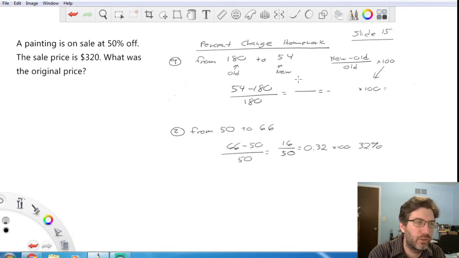So 54 minus 180 gives you a negative number, which makes sense. 126, but it's negative. Divide that out, and you're getting that multiplied by 100, and you get 70%. And again, that's negative, so you have a decrease of 70% here. And here you have an increase of 32%.